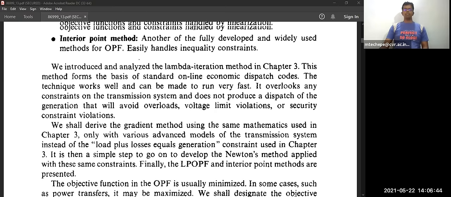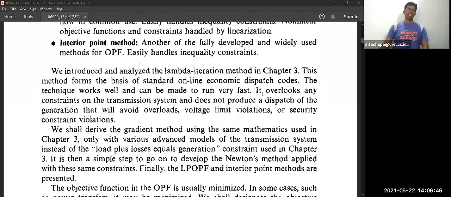Here we introduce the lambda iteration method. This method forms the basis of standard online dispatch codes, as we solved using the lambda iteration method. This technique works well and can be made to run very fast. The transmission system does not produce a dispatch of generation that will avoid overloads, voltage limit violations or security constraint violations.